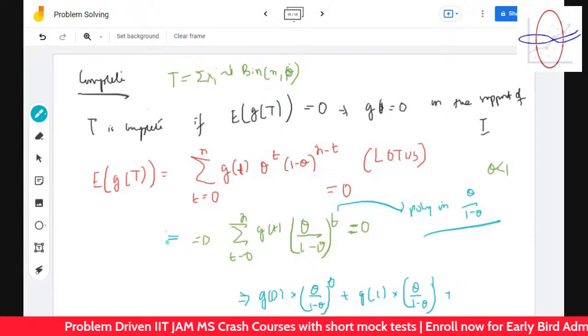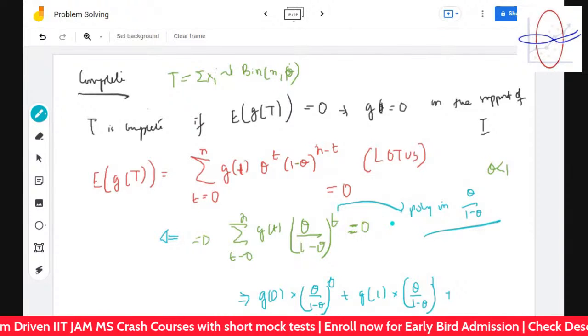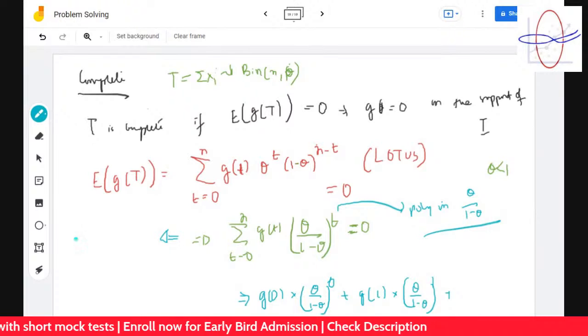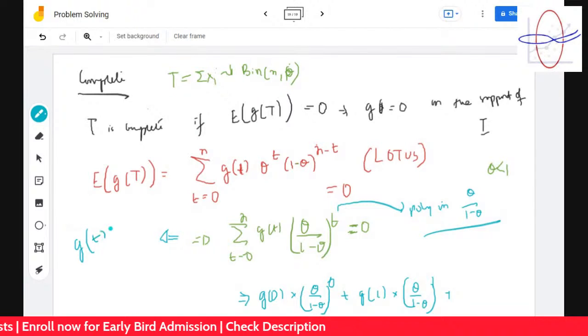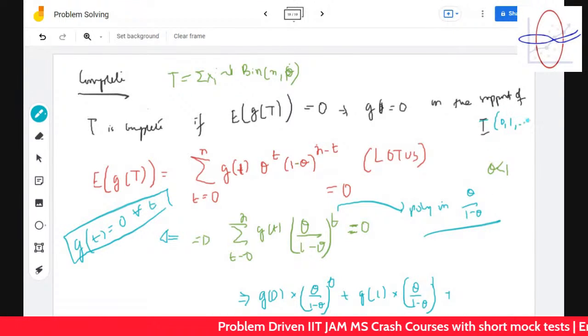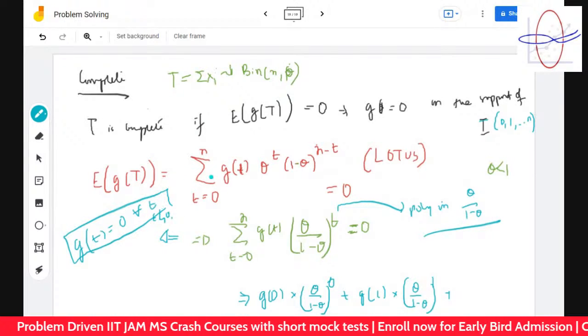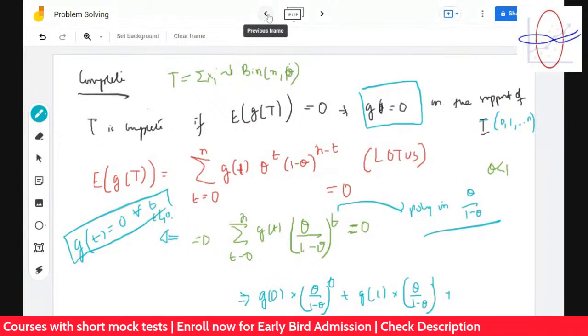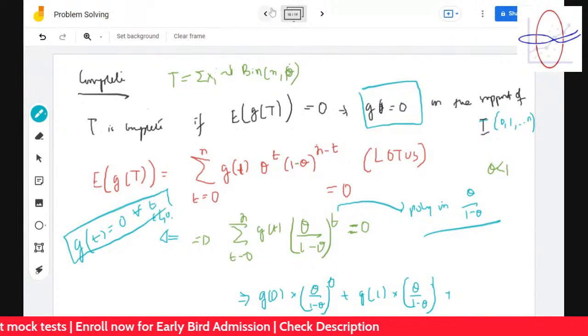This implies that the coefficients must be equal to 0, since it's a polynomial, it cannot have infinite roots. So g of t is equal to 0 for all t. And what is the support of t? 0, 1, 2, up to n. So g of t is equal to 0 for all t from 0 to n. Therefore g is equal to 0, and therefore T is complete.